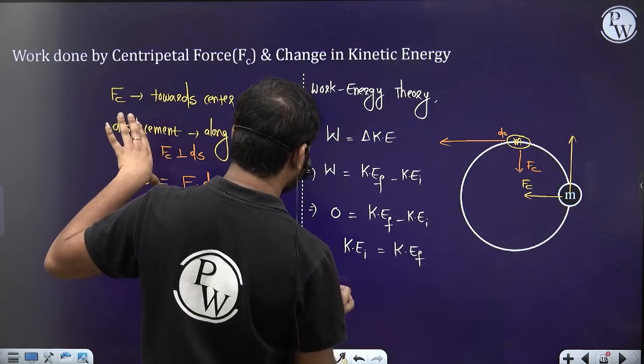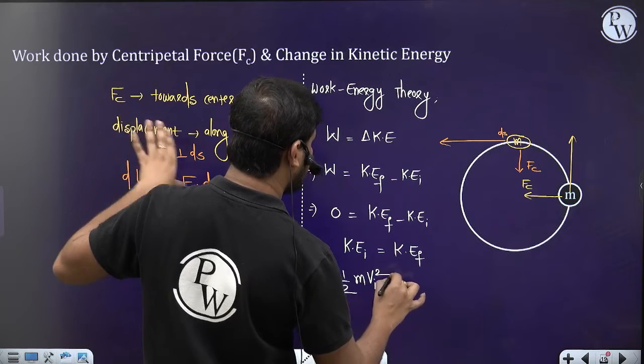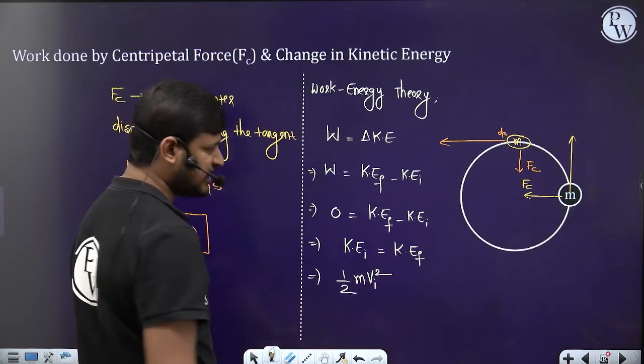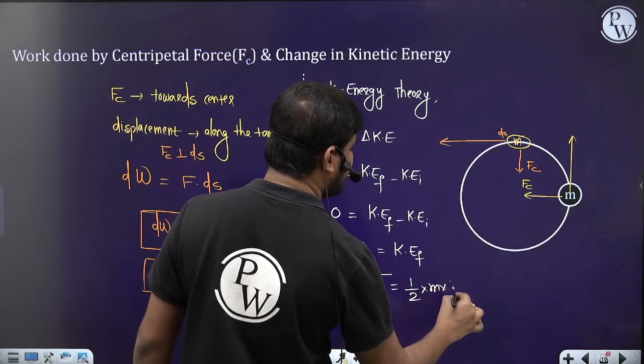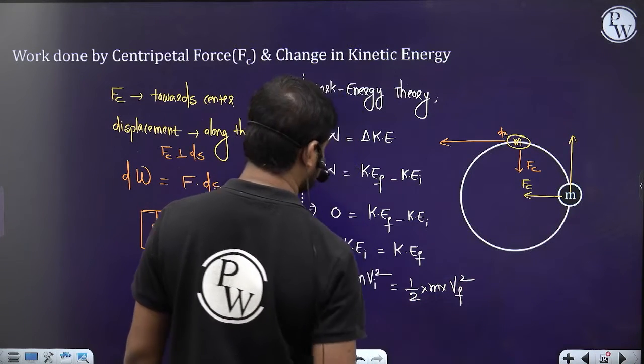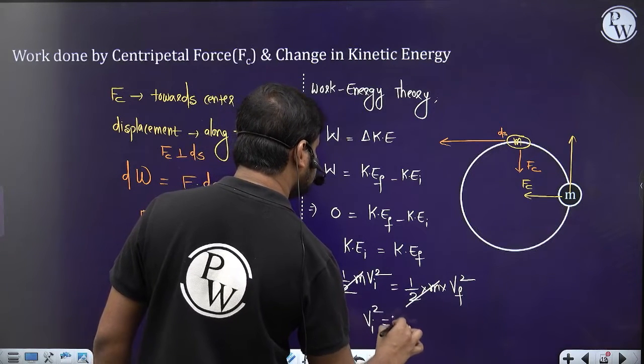If the mass of the particle is m, we can say its initial velocity is Vi, so half m Vi square is its initial kinetic energy. The same particle has mass m and its final velocity, let it be Vf, so half m Vf square. Half m cancels, so Vi square equals Vf square.